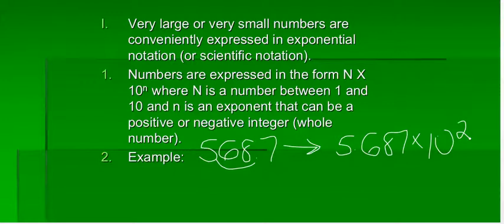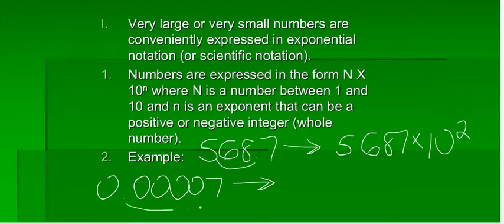It also works for really small numbers, like this number right here. If I want to put it in scientific notation, I'm going to move the decimal to a coefficient between 1 and 10. So I'm going to move the decimal all the way over here after the 7. So I'm going to say 7, and then I move the decimal to the right 5 times. So it's 7 times 10 to the negative 5. So again, with really large, really small numbers, scientific notation does allow you to actually save time in most instances.